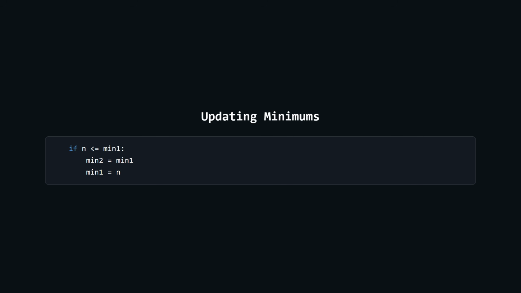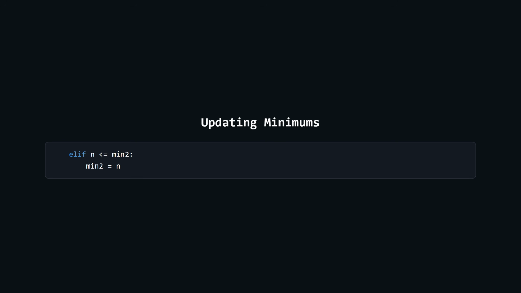First, we check the minimums. If the current number is smaller than or equal to our absolute smallest number, which is min1, then our old smallest gets bumped down to second smallest, and the new number takes the top spot. If it wasn't the absolute smallest, we still need to check if it's smaller than the second smallest. If it is, it just replaces our min2.